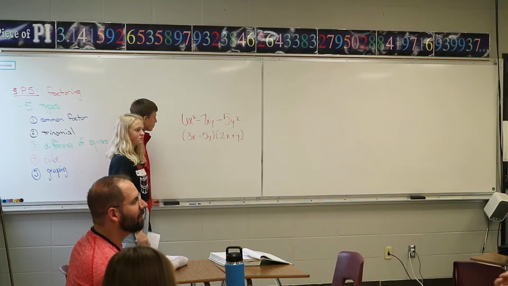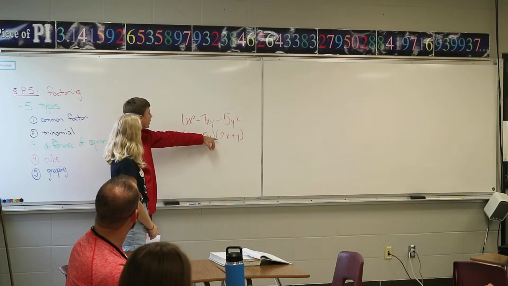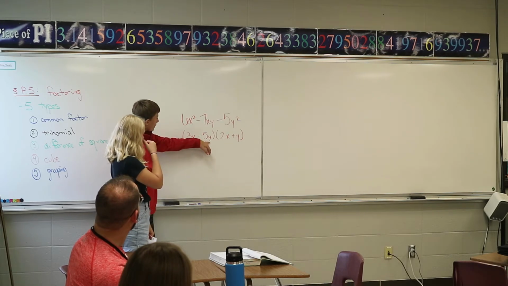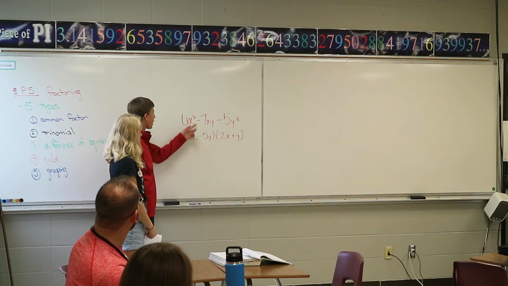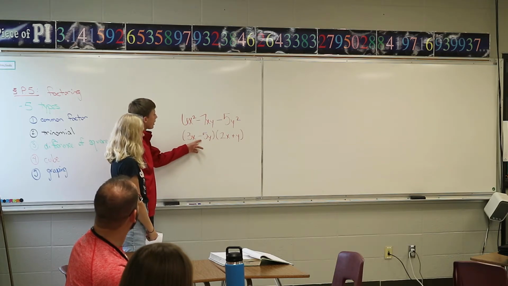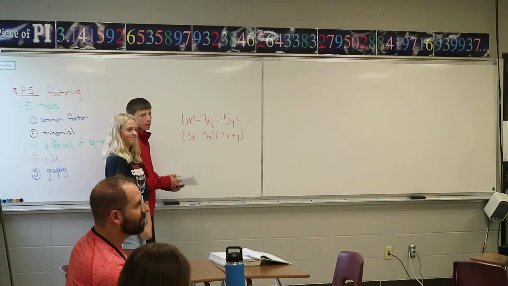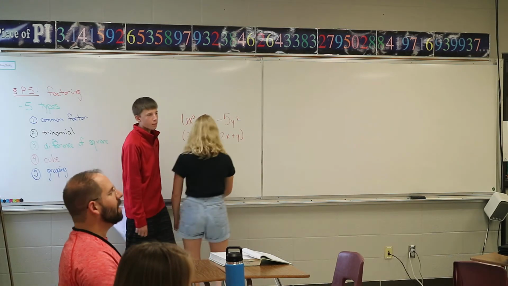How did you get it that way? Jordan? So the 3x and the 2x multiply to 6x squared. This is negative 10xy plus 3xy to get negative 7xy, and then minus 5y squared for the last terms. Alright, good work. Next group.